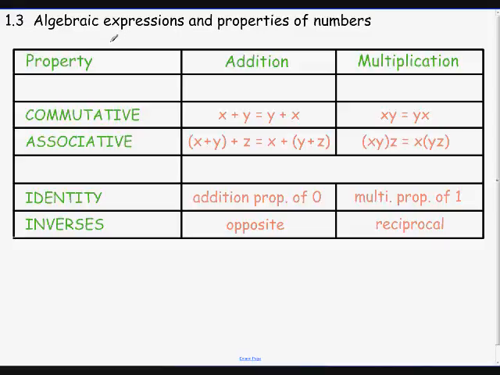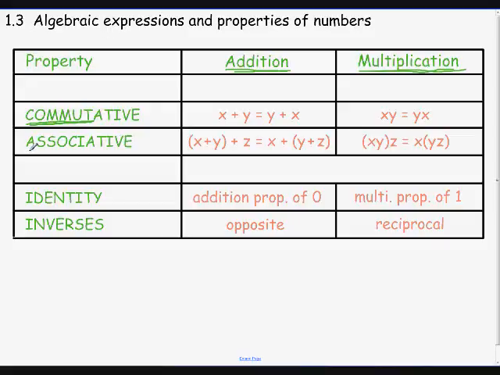Here are the properties that you need to know. We're going to spend a little bit of time doing some examples. Commutative. The part you can pay attention to here is commute. So if x commutes from the first position to the second, and y commutes from the second position to the first, that's commutative property, which is perfectly acceptable in addition. You can also do that in multiplication.